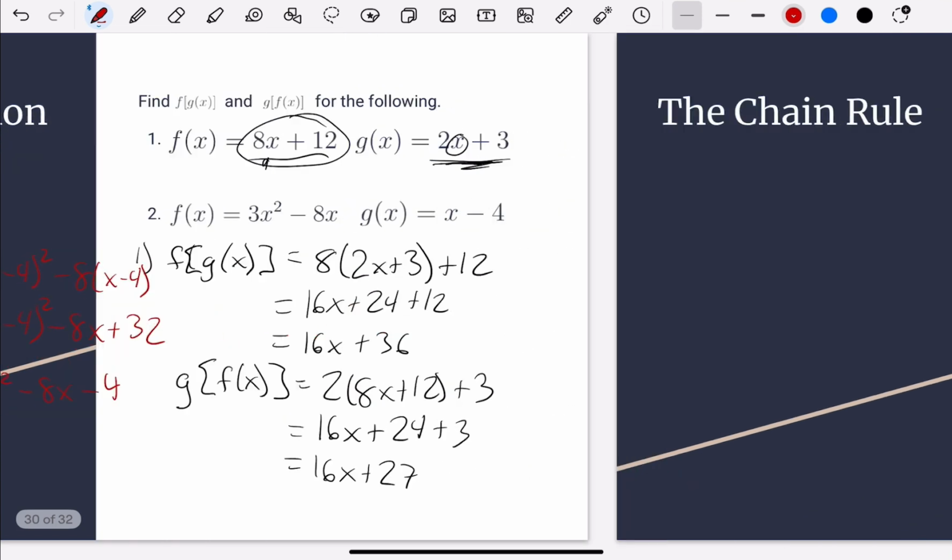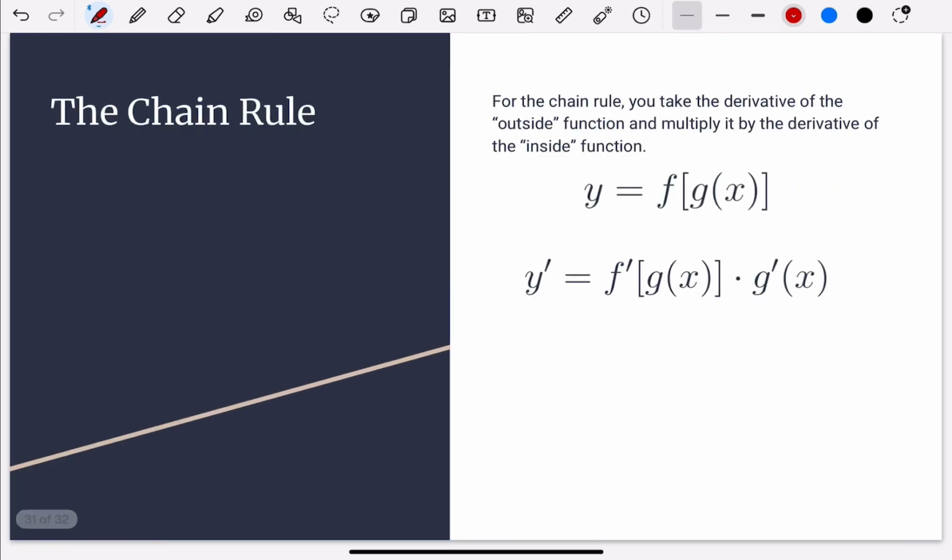All right. And so now, when we have a composite function, which just means we have some kind of function inside a function, then we can apply what is called the chain rule. And the chain rule, you take the derivative of the outside function and you just carry over whatever the original inside function was, and then you multiply by the derivative of the inside. Okay, so let's look at how that works.